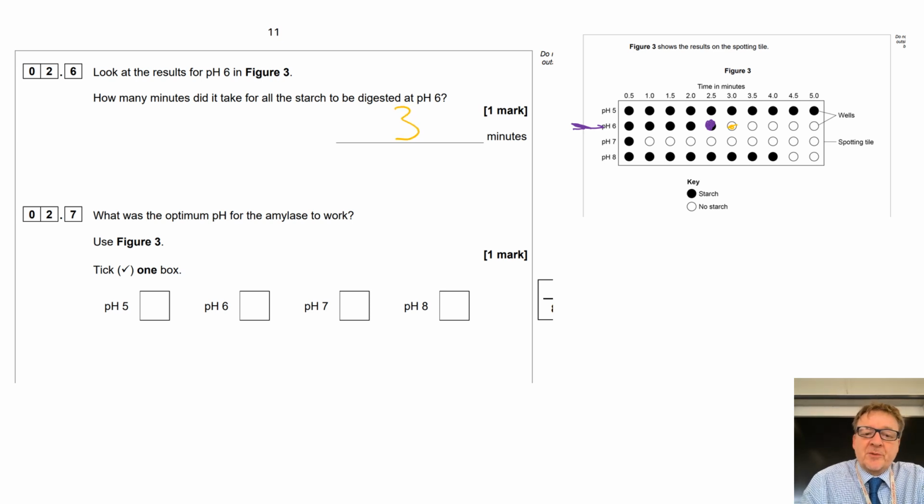What was the optimum pH for amylase to work? So that basically means optimum is the quickest. So the quickest is then there, pH 7.